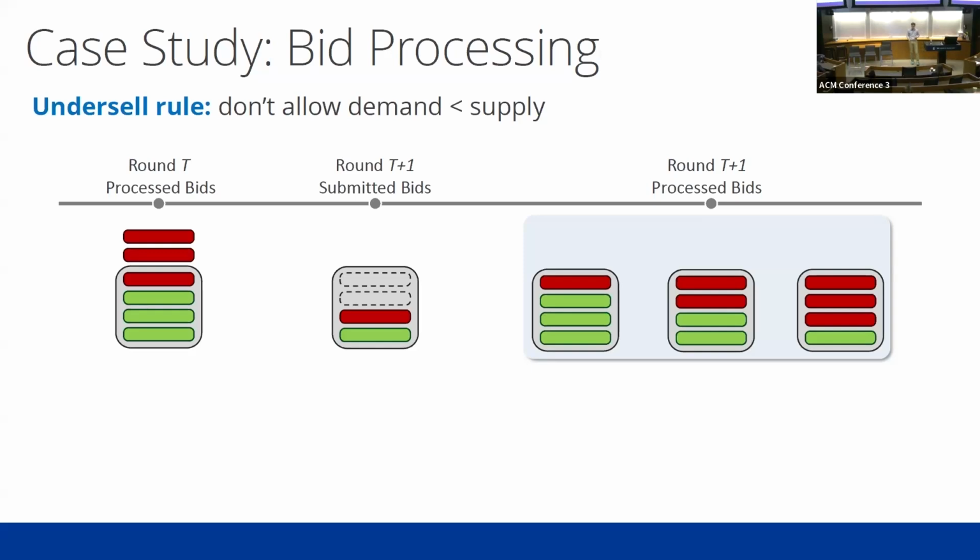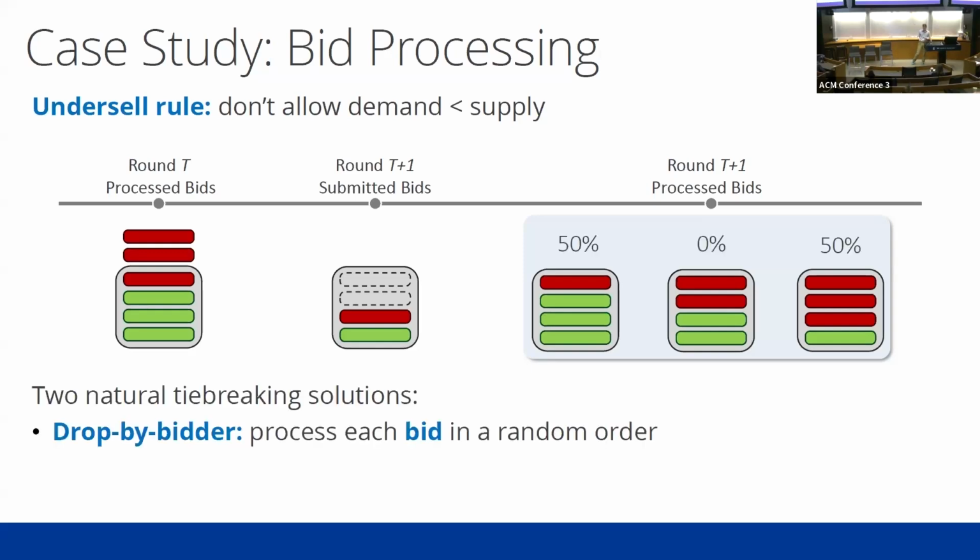So how we choose between these is a decision. There are 2 natural ways to do this. The first is something that we'll call the drop by bidder mechanism. So we'll pick a random order over the bidders, and one at a time, we'll process their bid as completely as we can without violating this undersell rule. So under that model, half of the time we would get the first outcome, half of the time we get the third outcome, and we would never get the middle outcome.